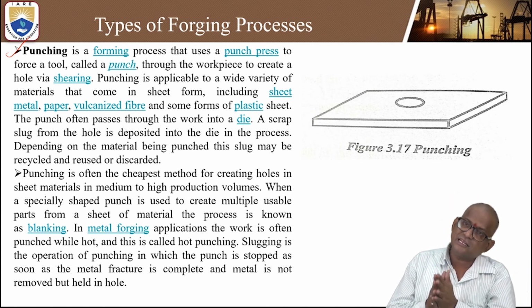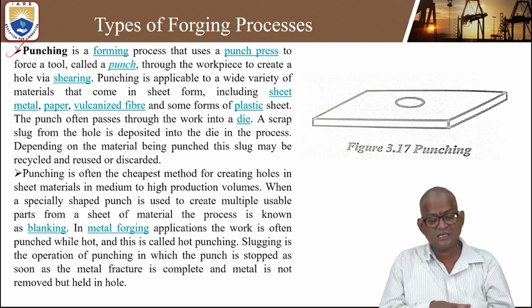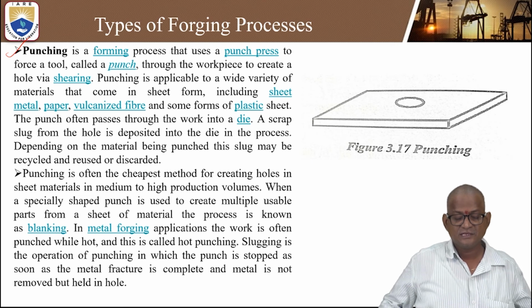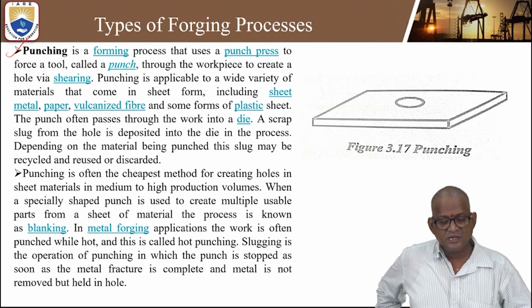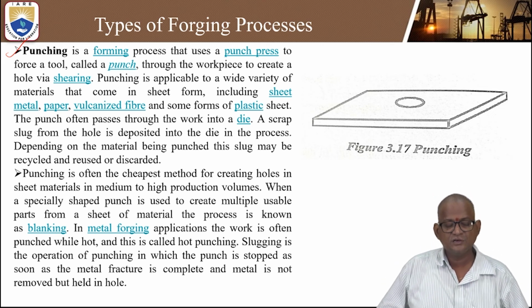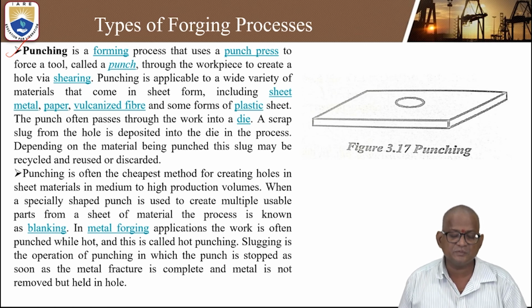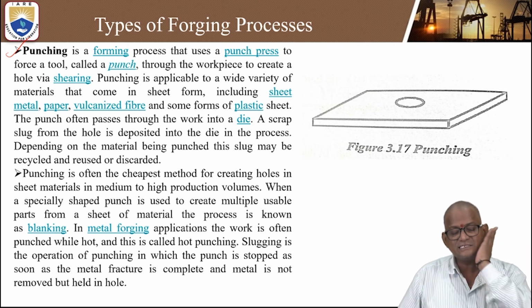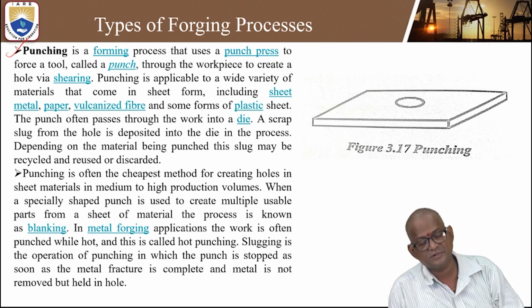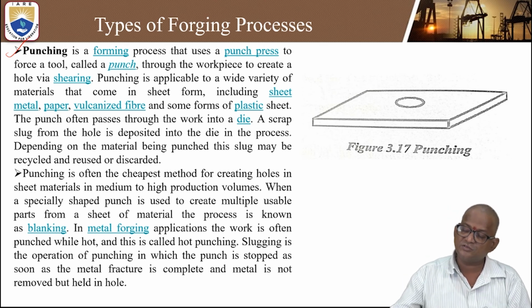So here there are three things that should be understood in any mechanical working process. In the first case, you can see how this applies to sheet metal or paper and vulcanized fiber, and there will be a scrap slug also, where the slug is deposited into the die in the process. Depending upon the material being punched, this slug may be recycled and reused or discarded.